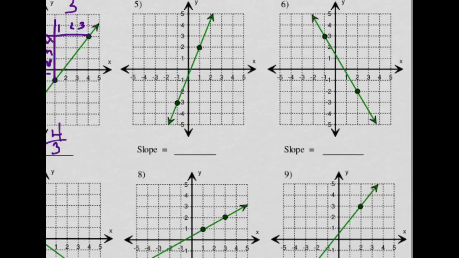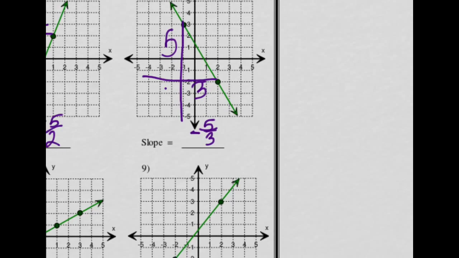Let's go on to number 5. It's a positive line, so I know I don't have to worry about the negatives. I draw my little triangle, and then I count. 1, 2, 3, 4, 5. So I'm up 5. Count, 1, 2, over 2. So my slope is a 5 over 2.